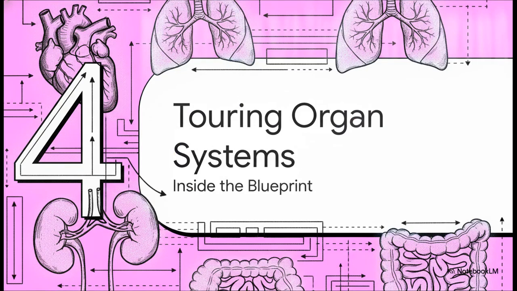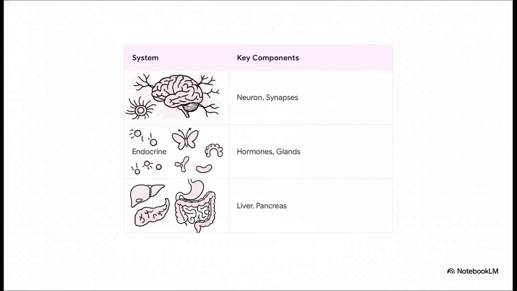Okay, let's jump into Section 4, touring the organ systems. Let's take a peek inside the blueprint. We're going to start with the body's major control centers, the nervous and endocrine systems, right alongside the fuel management of the digestive system. In Unit I, you're going from massive macrostructures all the way down to tiny, intricate microcomponents, like the neuron and the synapse, while also exploring the special senses of the eye and ear.